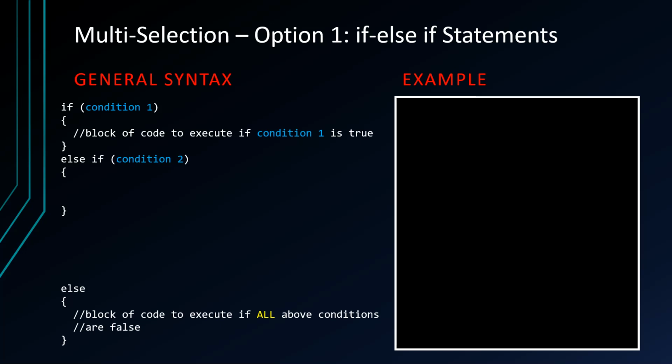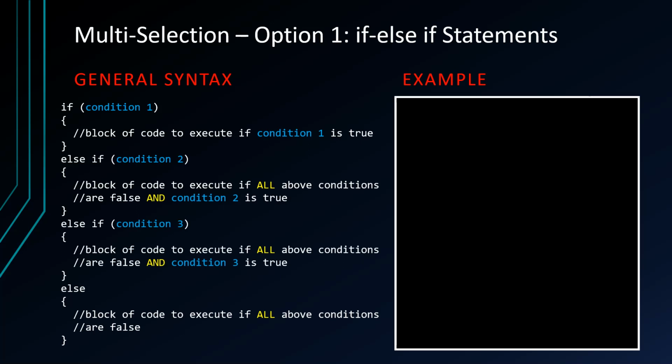Else if condition 2. Now this is the block of code that's going to execute if all of the above conditions are false and this condition is true. So that means condition 1 has to fail for this one to even be tested. Condition 3 is the same idea. Condition 1 and 2 both have to fail for condition 3 to even be tested.